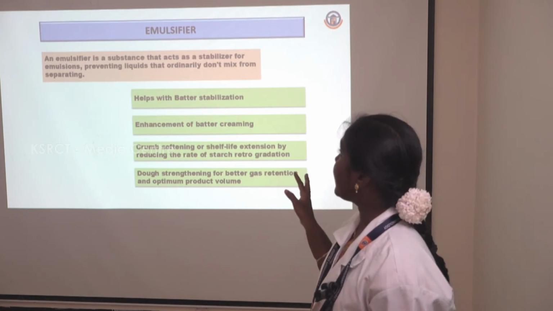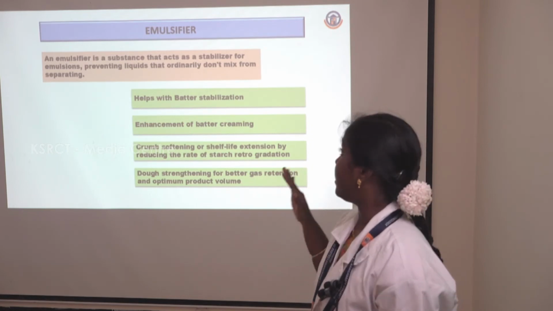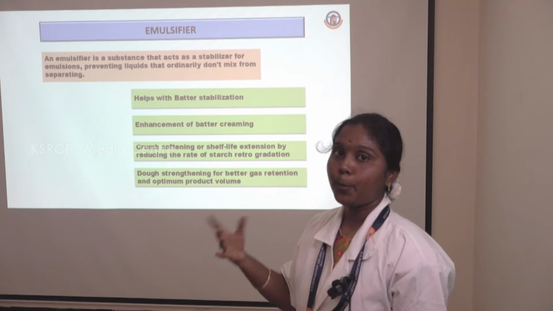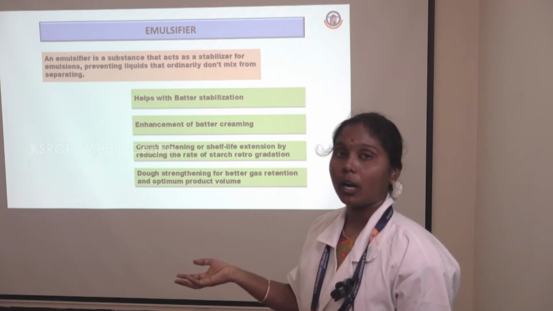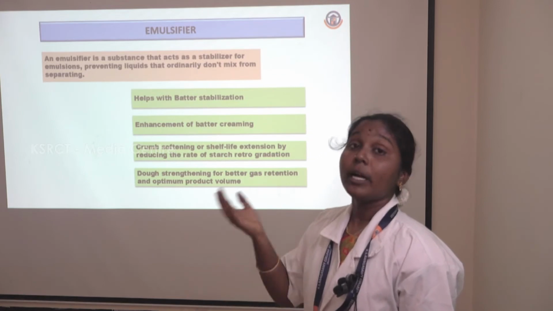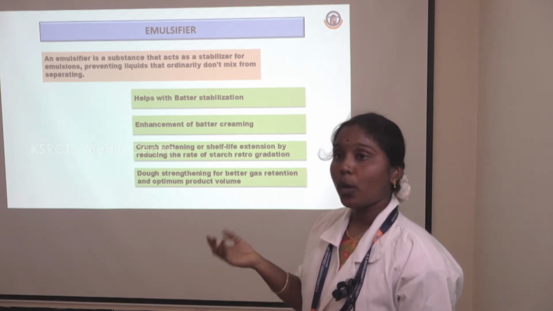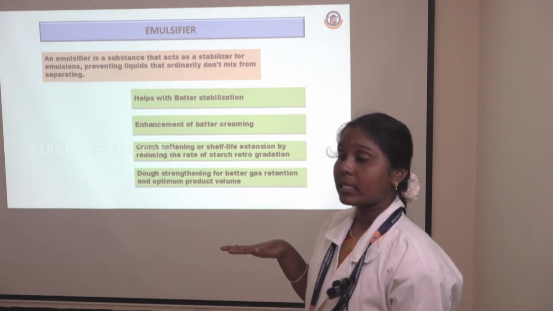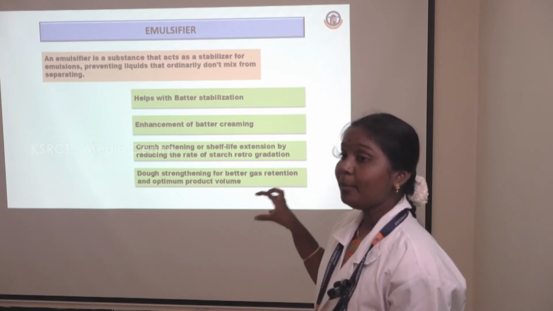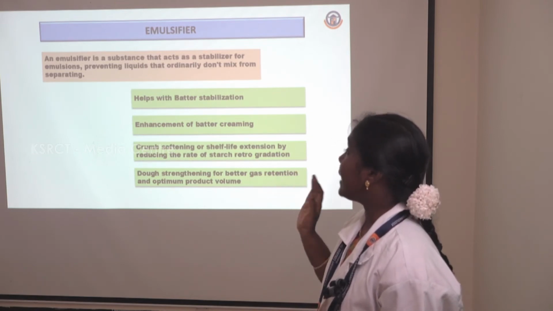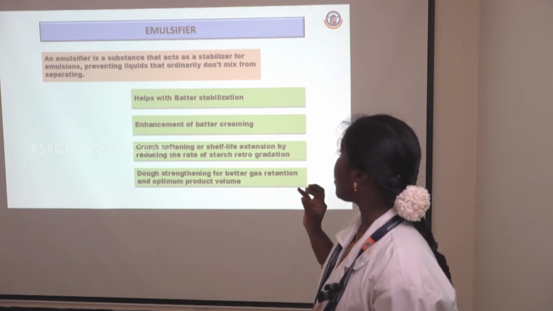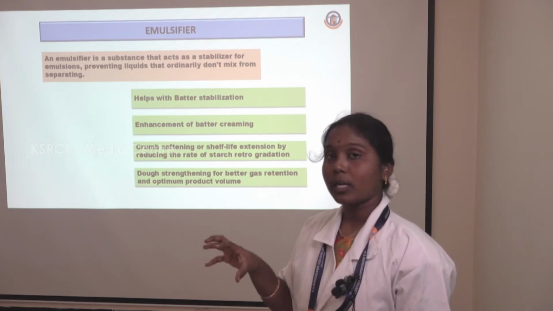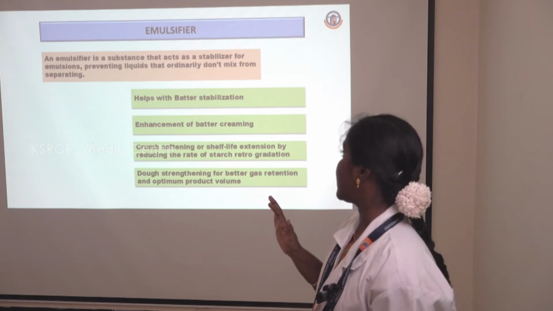Next, an emulsifier is a substance that acts as a stabilizer. In the product making process, polar and non-polar components are present. That means the shortening component is present, and at the same time the liquid component, which is polar, while the oil and shortening components are non-polar. The emulsifier stabilizes the polar and non-polar components. This is the main function of an emulsifier. It prevents liquids that ordinarily do not mix from separating. So this is one kind of substance that holds the product together.